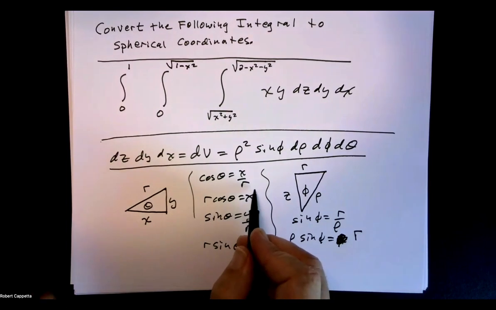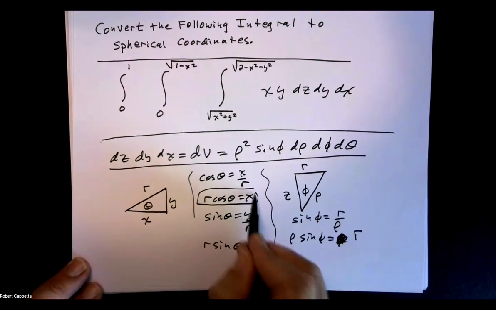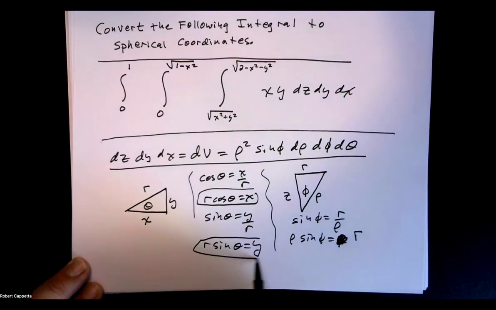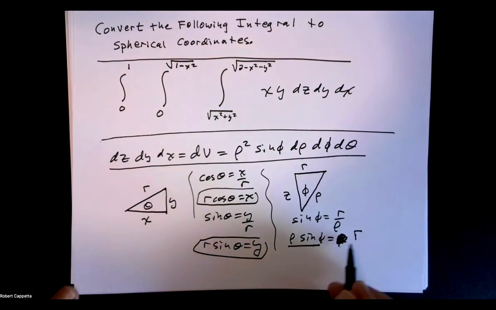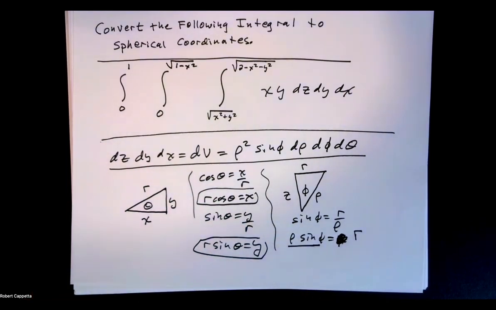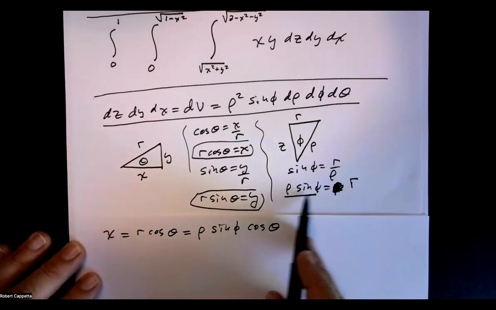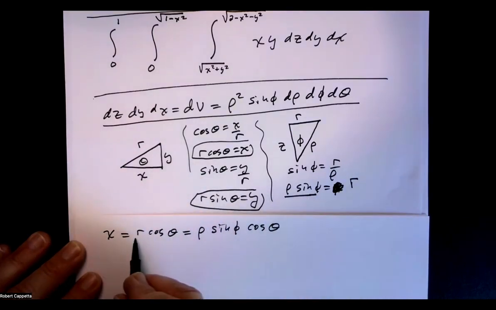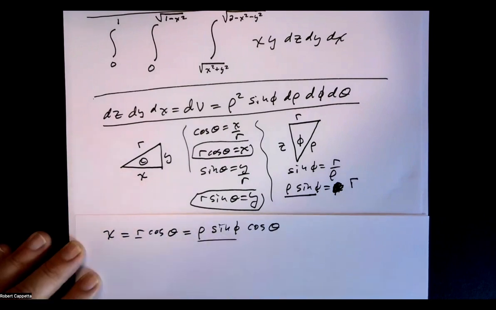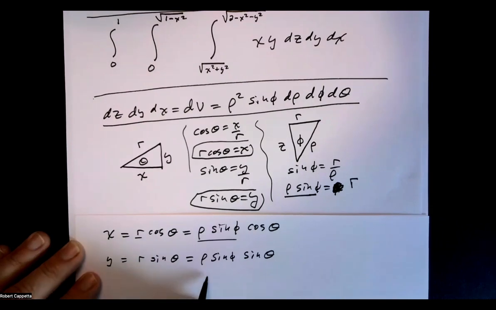So if I know that now, I have r cos theta is x, and I have r sine theta is y. We're going to make the substitution there for r being rho sine phi to get x and y. So we see x is r cos theta, but r is rho sine phi. So replacing r with rho sine phi, we get x is rho sine phi cos theta. Y is r sine theta, but r is rho sine phi. Replacing r with rho sine phi, we get y is rho sine phi sine theta.